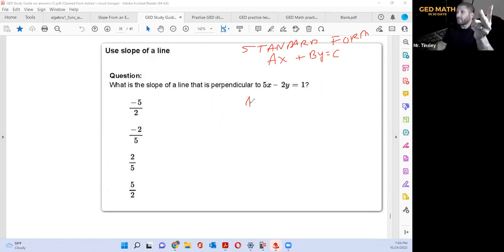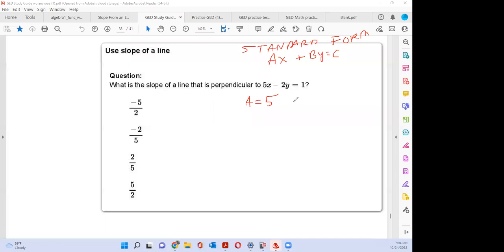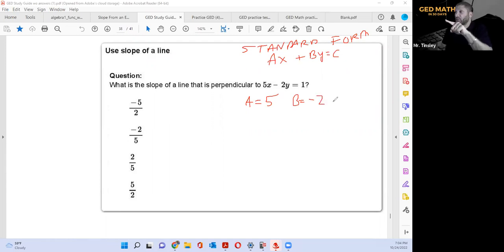What's A? 5. What's B? B is -2. What's C? 1. It's not hard. All you're doing is identifying the coefficients. 5, -2, 1. That's it.